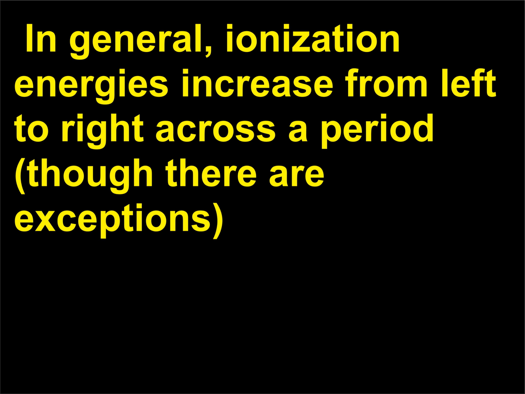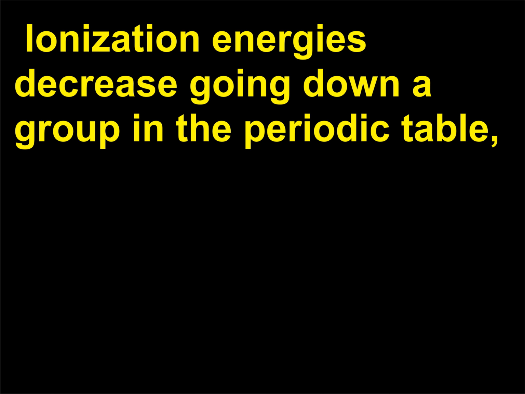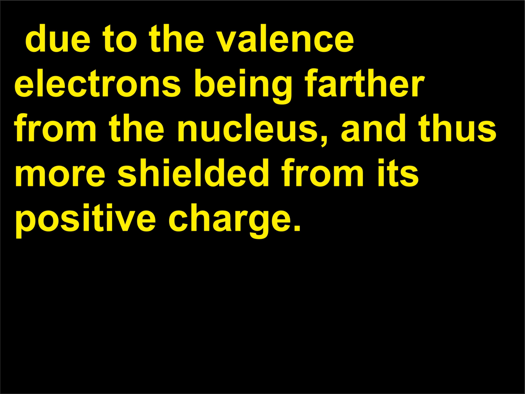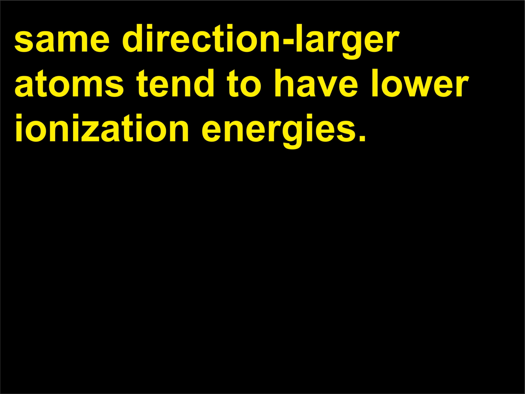In general, ionization energies increase from left to right across a period, though there are exceptions, due to an increasing number of protons to attract electrons in the valence shell. Ionization energies decrease going down a group in the periodic table, due to the valence electrons being farther from the nucleus, and thus more shielded from its positive charge. Note that the trends in atomic radii and ionization energy go in the same direction. Larger atoms tend to have lower ionization energies.